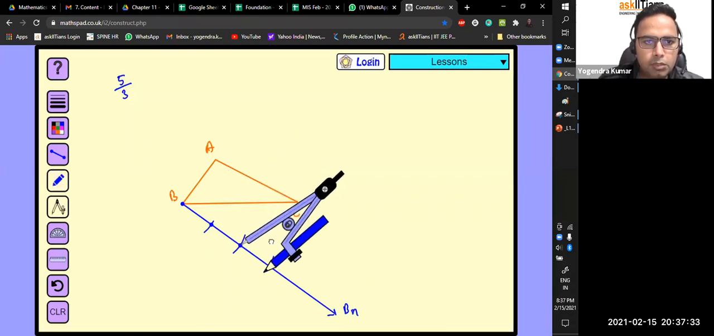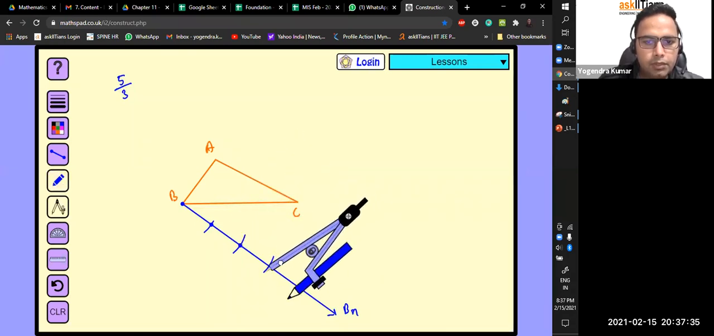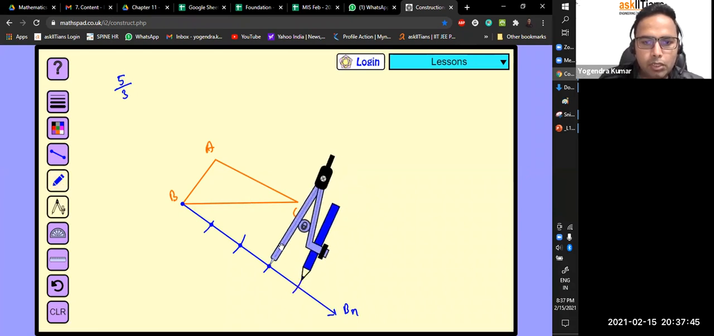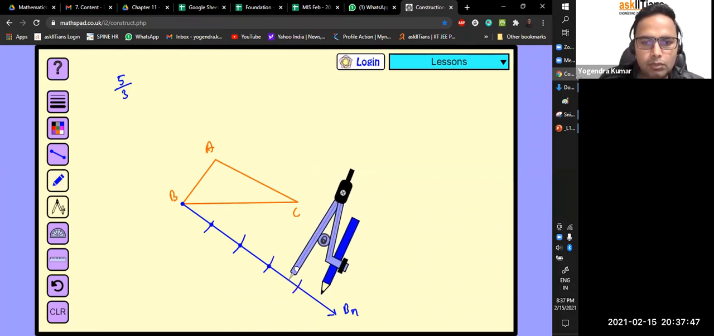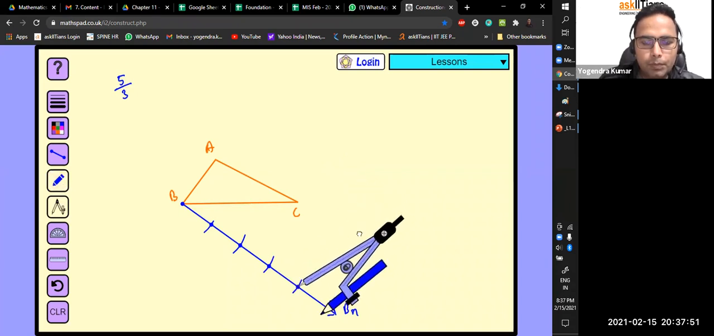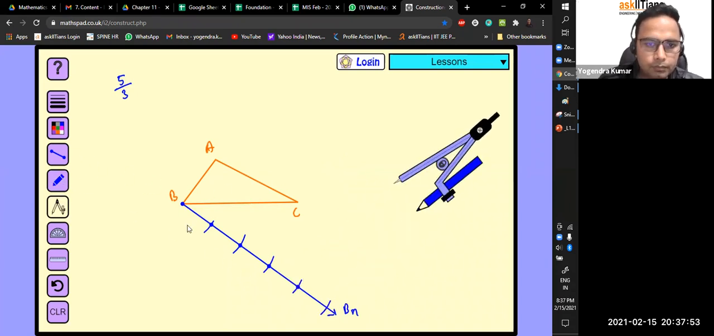I need to make how many parts now? 5 only. You need to remember, for a line segment division we add the parts, but for this one we take the bigger number, 5 parts. If you need to make it smaller also, you need to take the bigger number here. So B1, B2, B3 like that up to B5. That's all.